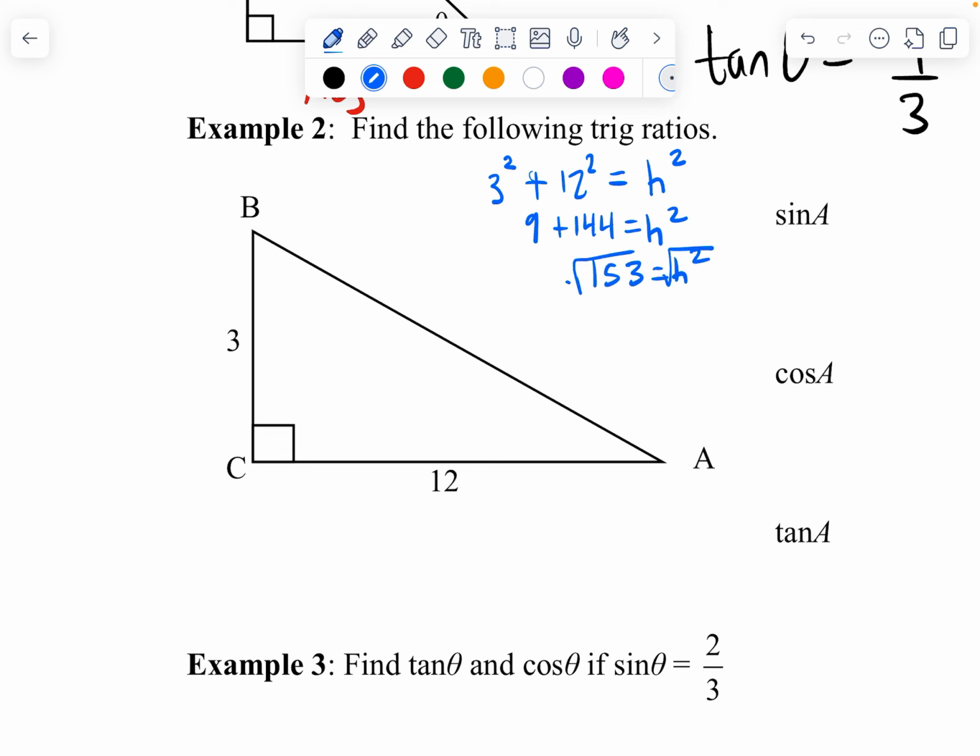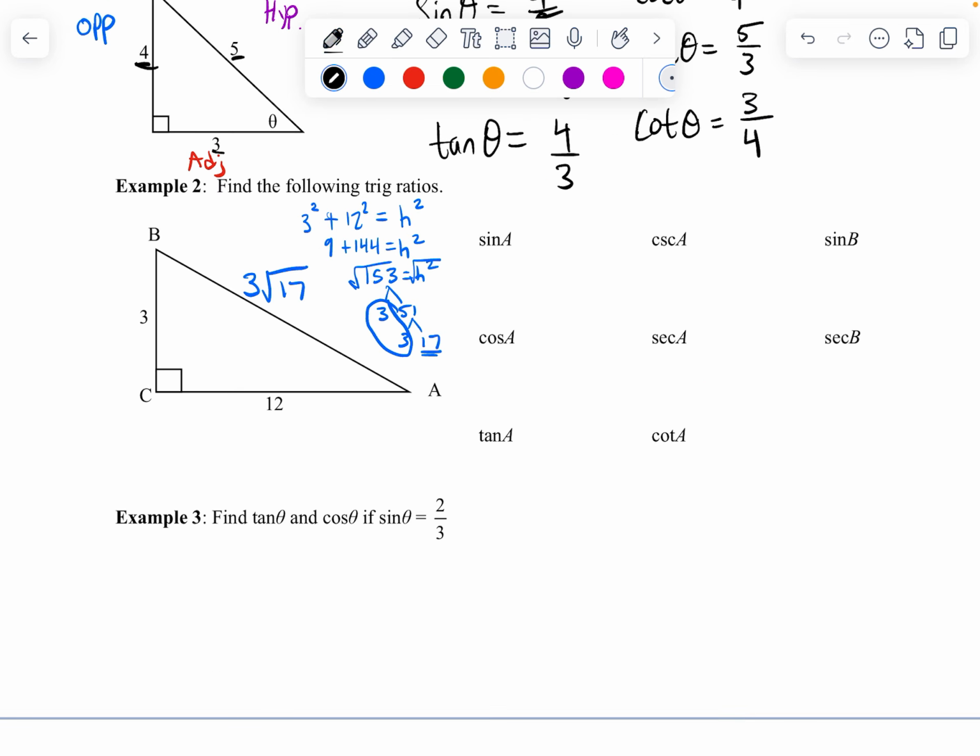Take the square root, technically plus minus, don't use the minus, don't need it today. And then simplify. 153, well, that's going to be 3 and looks like 51. 51 also is divisible by 3. That is 3 and 17, I believe. Okay, so look at that. You have a pair of 3s, so if 3 comes out, 17 was left, so 3 square roots of 17 is your hypotenuse. And now you're able to find all those trig ratios.